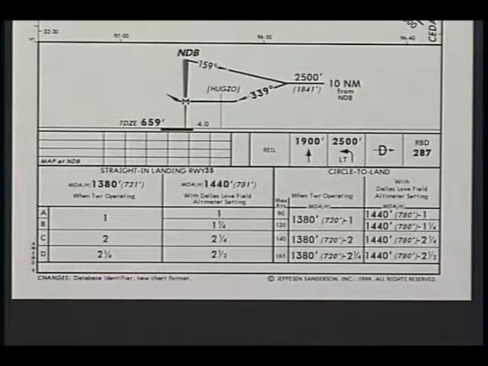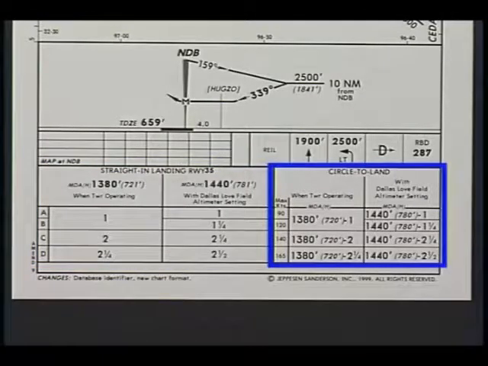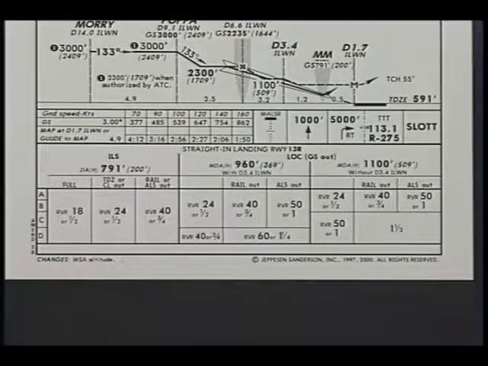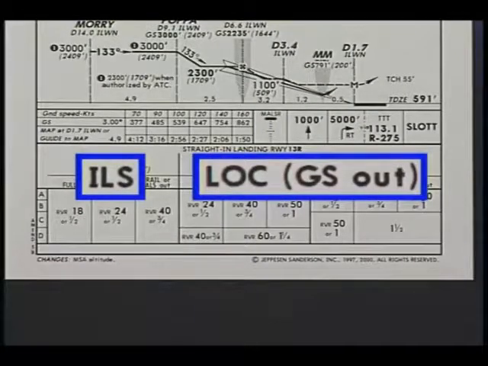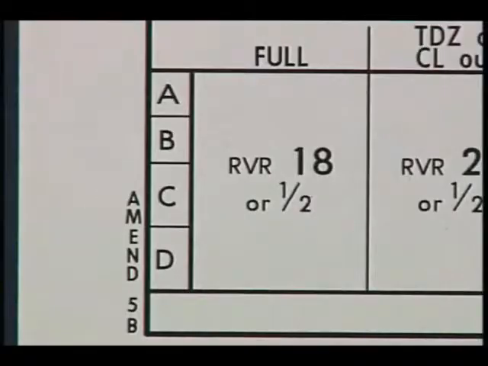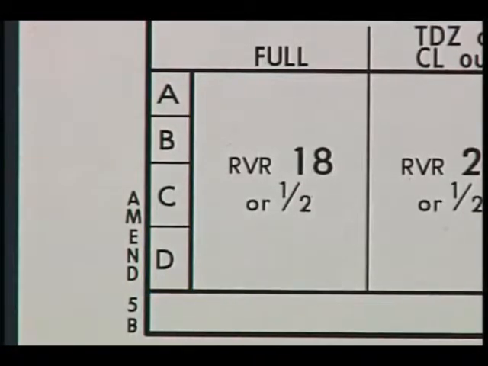On most approach charts, the minimums table represents 2 groups: straight-in approaches and circle-to-land approaches. On ILS approach charts, the straight-in landing section is further divided into minimums with and minimums without the glide slope. On the left side of the minimums box, aircraft categories are represented by the letters A, B, C, and D. The minimums depend upon the category of aircraft you are flying.